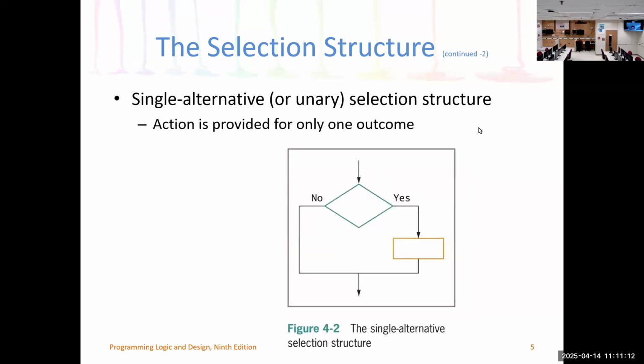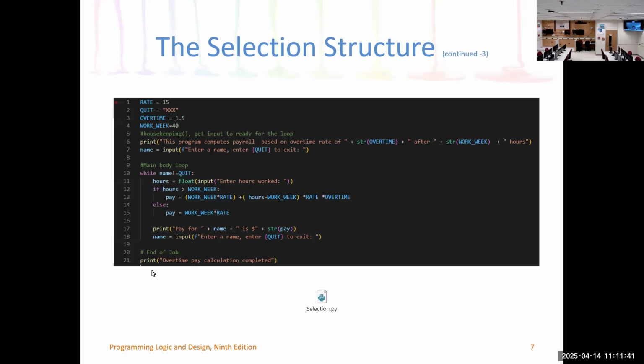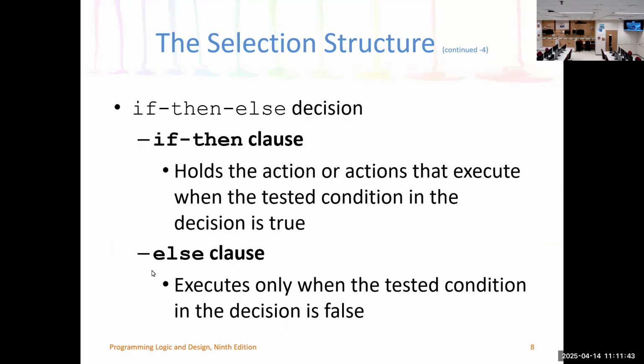Right. And also you can have the single alternative here, right? It's a single alternative. So for this one, the action is provided for only 1 outcome. Think about this one, right? You have the condition here to check. If yes, you do something, but if no, you don't do anything. That is the case of the single alternative. So basically, in the selection structure, you can have the dual alternative, or you can have the single alternative. So think about it in the program here.